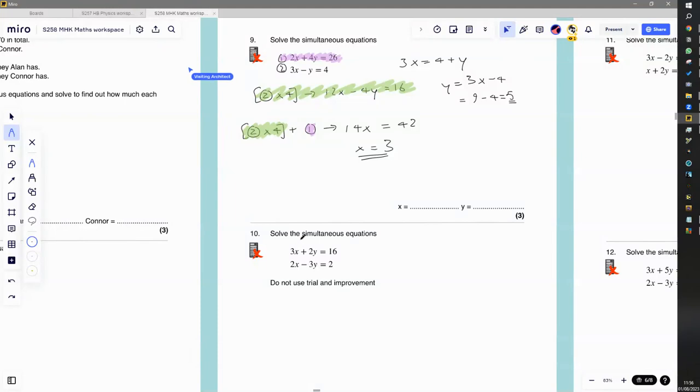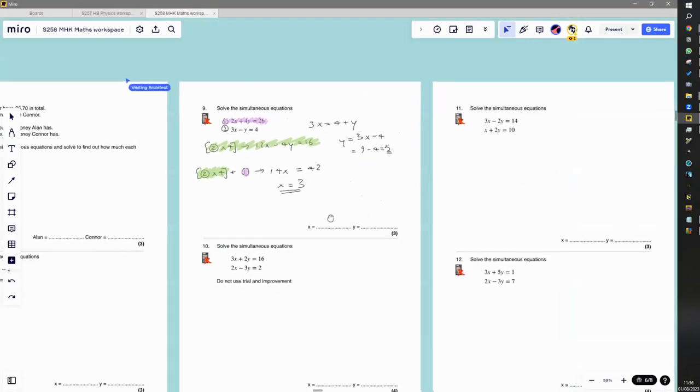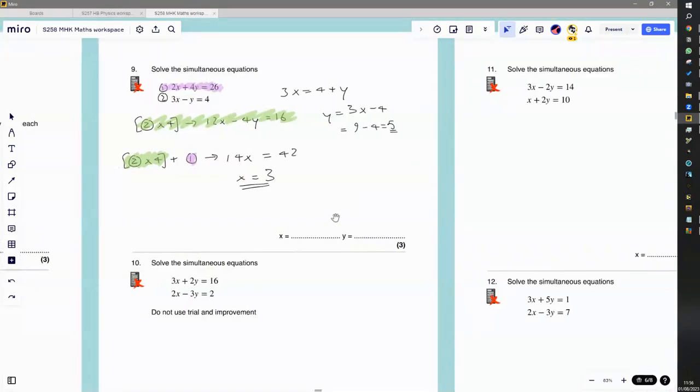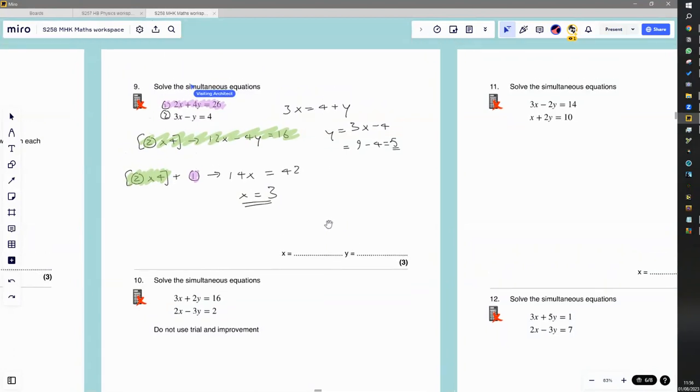So that's simultaneous equations. As I said, you can do it with non-linear simultaneous equations. It gets a bit more tricky, but that's a starter: linear simultaneous equations.